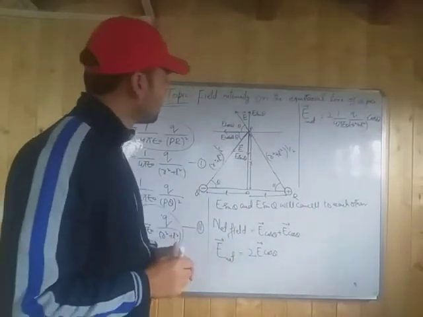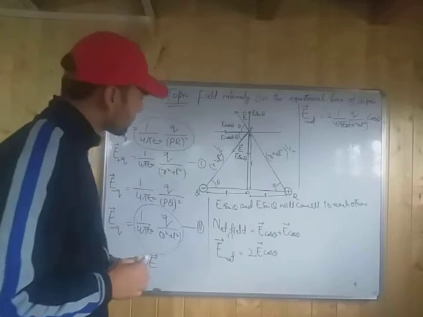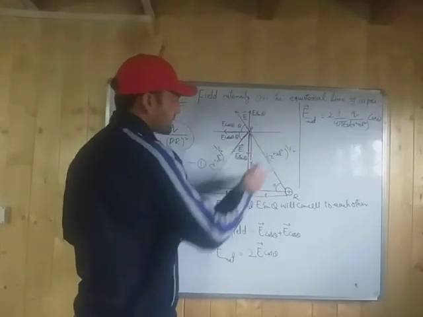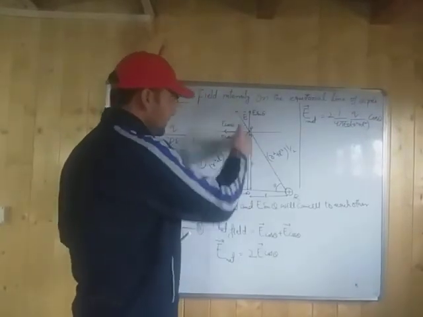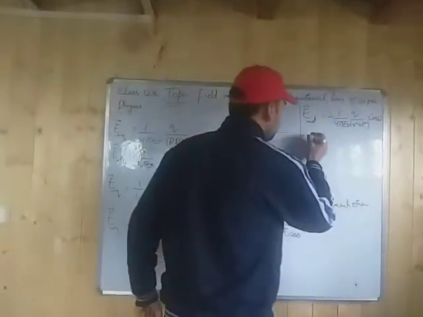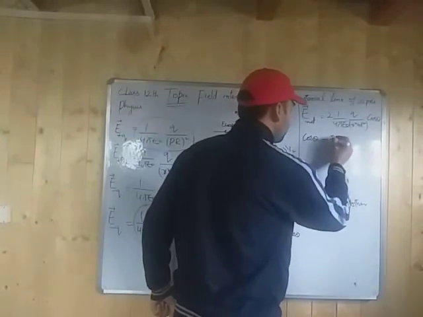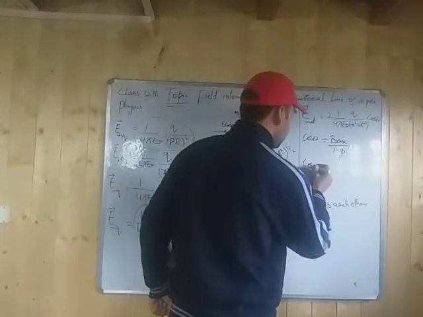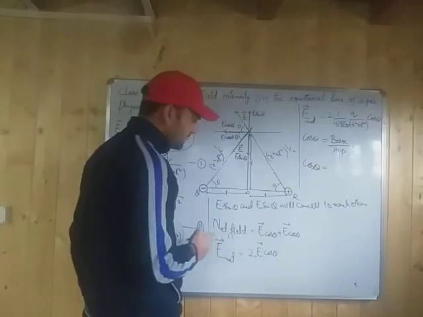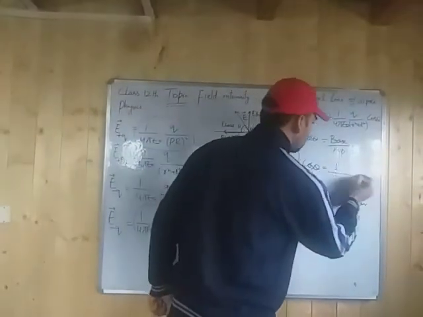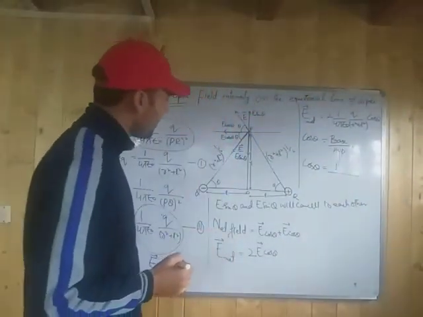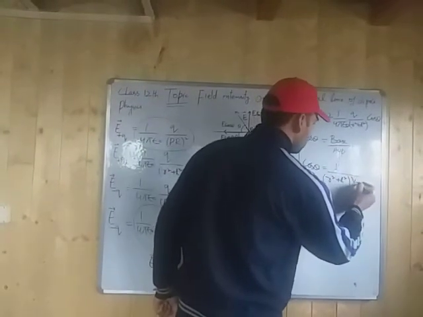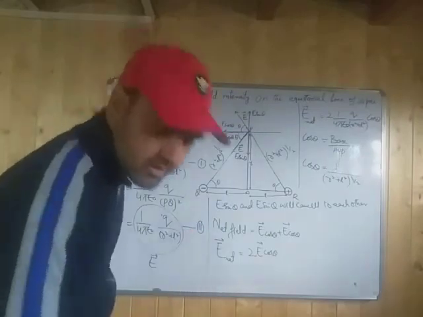Now we will find this cos theta, and we will see where this cos theta comes from. So we have a right angle triangle with base L and hypotenuse R square plus L square raised to power 1 divided by 2, as well as the altitude R. So we know that cos of theta is equal to base divided by hypotenuse. Base is L, divided by hypotenuse, which is R square plus L square raised to power 1 divided by 2.